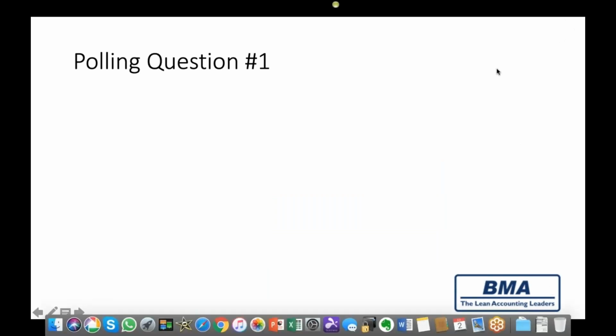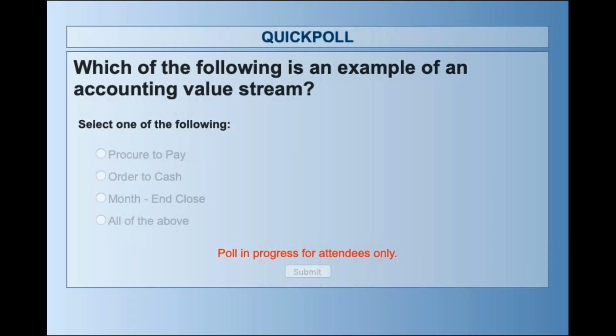So now we get to polling question number 1, and I need to open up the polling question. So I'm going to launch the poll. Which of the following is an example of an accounting value stream? Select one of the following. And I'm watching. We have about 40% of the people have voted. I'm going to wait till we get to about 100.